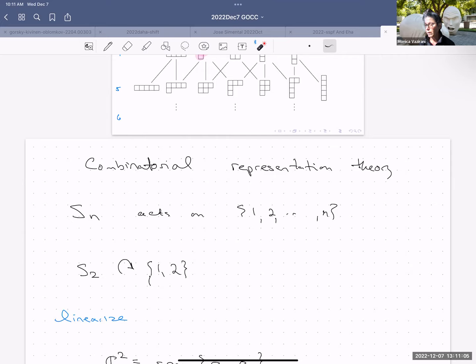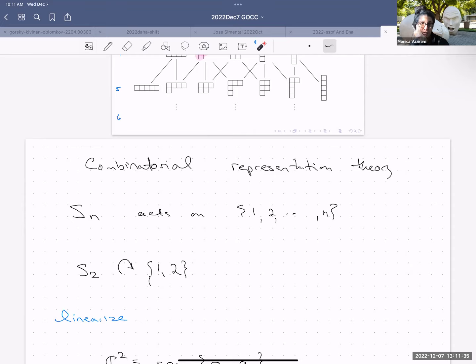As a group of bijections, as you learned about group actions, it acts on the set 1, 2, 3, up through n. For instance, S2 acts on the set 1, 2: the identity keeps them fixed, and the swap swaps 1 and 2. All right, so that's groups and group actions, and my favorite group in the world is the symmetric group, which can be generalized in many interesting directions, depending on how much time we get today.